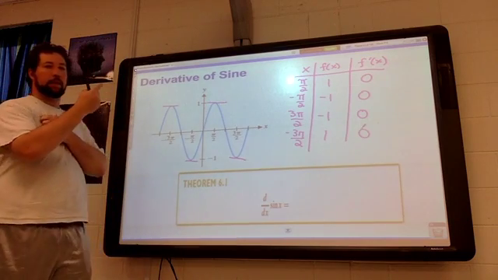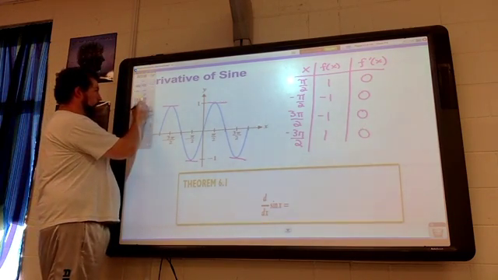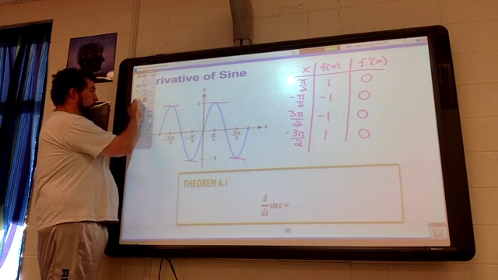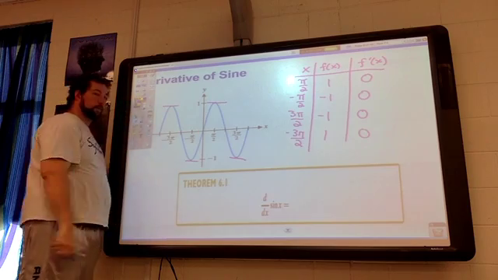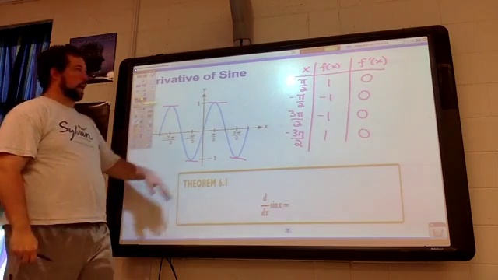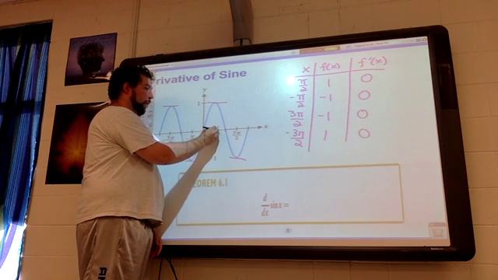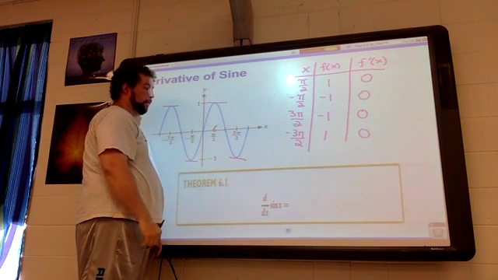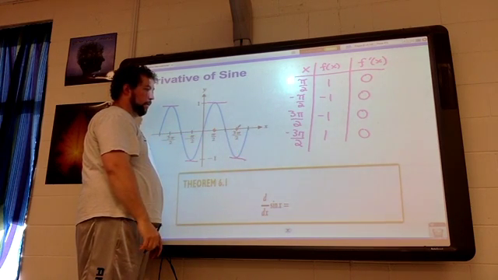So that means for each of these x values, when I draw the derivative graph, which I'll draw here in red, at pi over 2 the derivative is 0. So I have a y value here for the derivative. At 3 pi over 2, I've got a y value of 0. Here's a derivative value of 0.